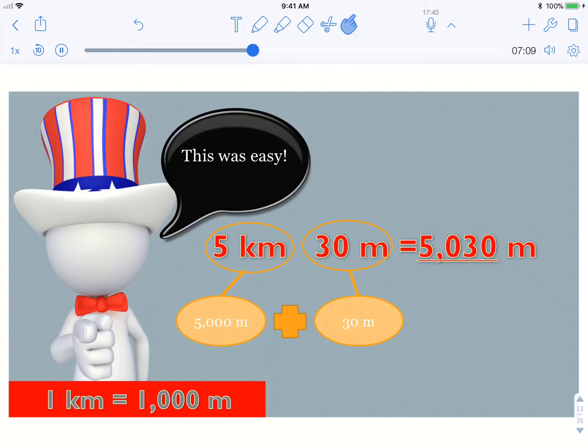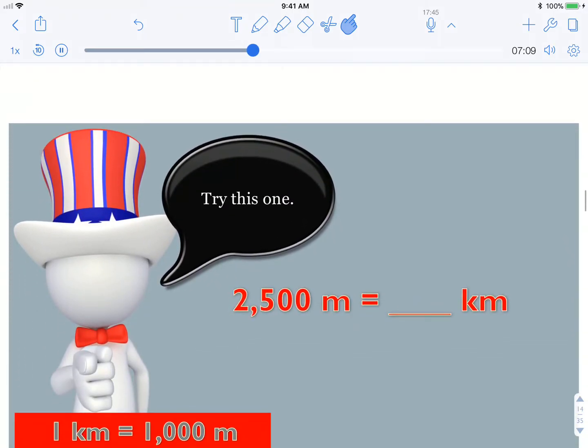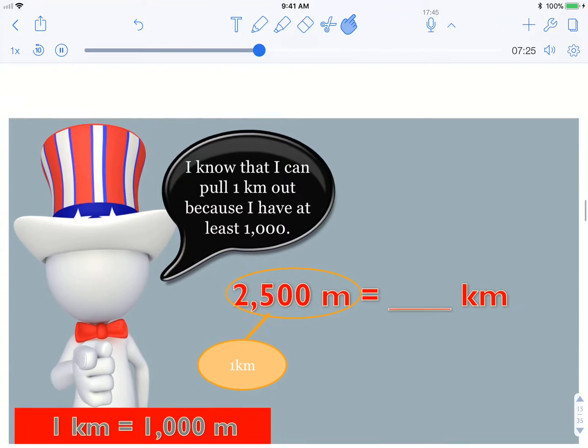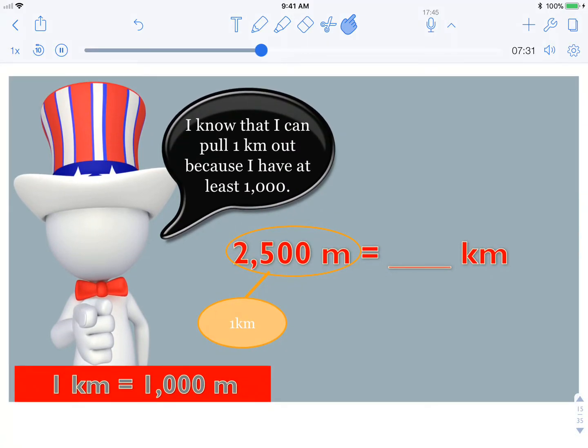Okay, try this one. This time I'm not drawing any circles. I want to see what you can do on your own. So go ahead, try this one out. Pause, and let's see how you do. Okay, this one was a little tricky because you can convert the 2,000 into kilometers, but then you end up with 500 meters left. So you kind of had to add a little bit of extra information to the end of this problem.